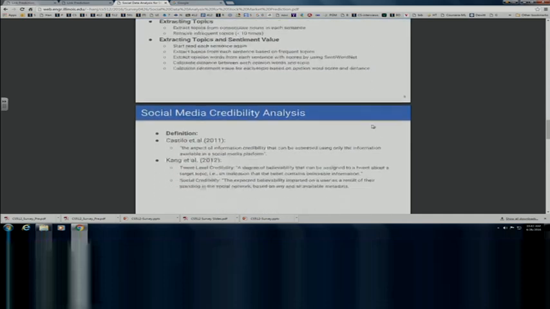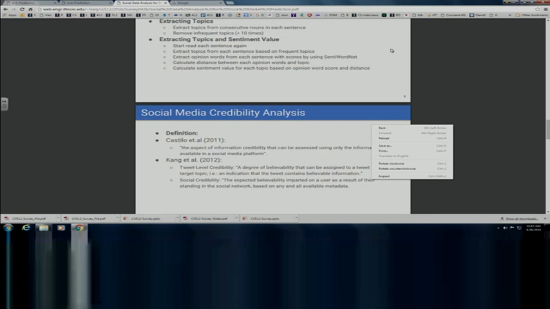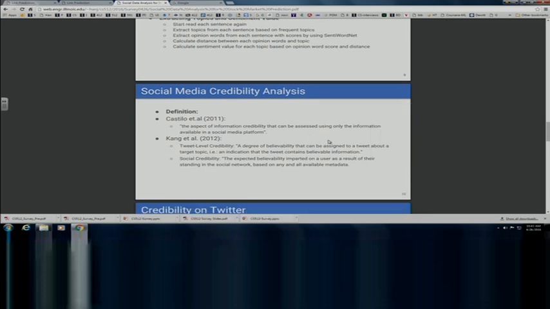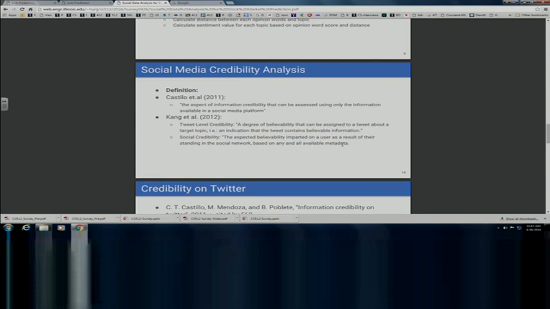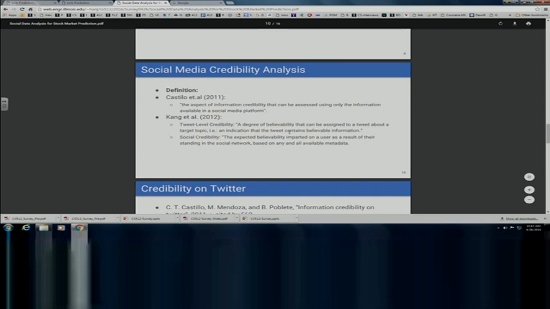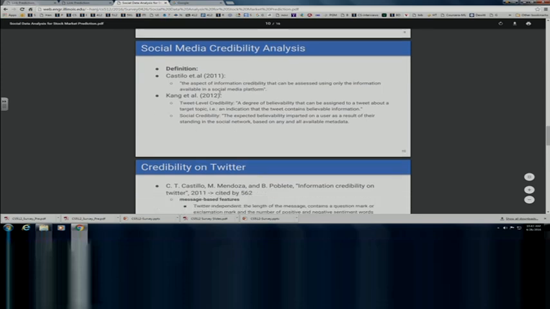So next is about the credibility features. Besides sentiment analysis and topic modeling, we think that we need to take into account the credibility of the social data itself. Based on the papers that we read, we found some definitions of credibility. The first one is from Castillo in 2011. Basically, they try to find the credibility from the tweets or the data itself.